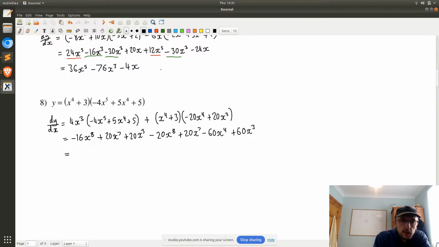And now gather. 8th powers, there and there. Put them together, and we'll get that, negative 36x to the 8. 7th powers, there and there, and put them together, and you get 40x to the 7. And 3rd powers, or cubic terms, there. And wait a minute, hold on, stop the presses now. There's a 4th power right there.